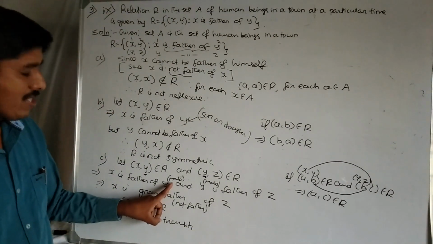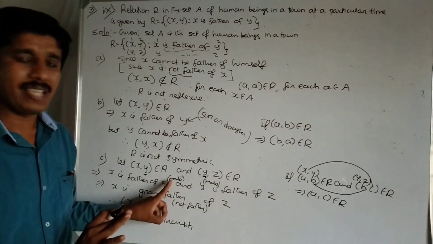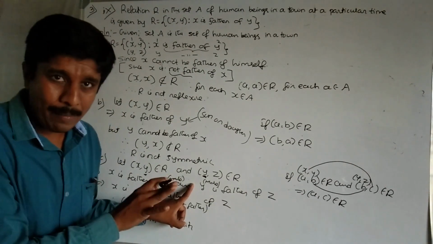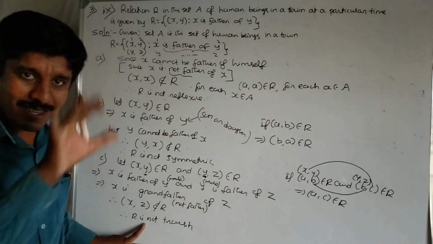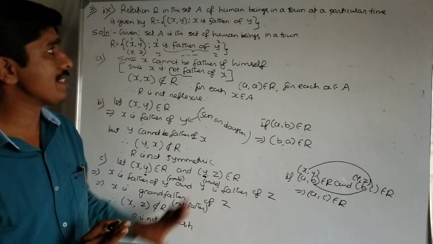Relation is not transitive, so there is no need to take another case. Here in this case it failed. Failed means, what about the total result? Failed. Mind it.